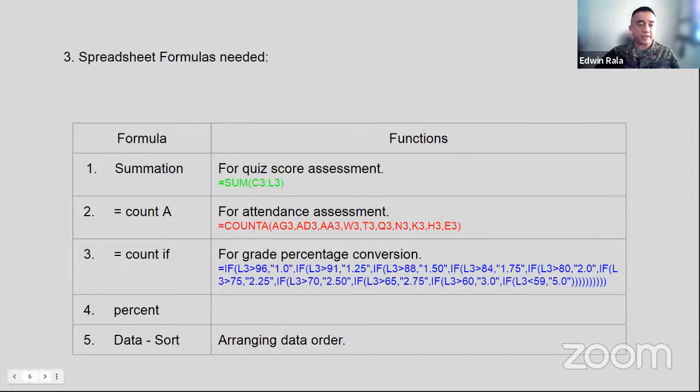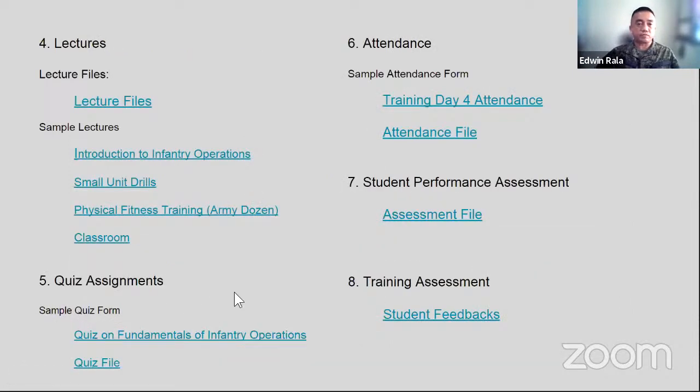Next is ito yung mga procedures or example ng mga procedures na ginawa namin starting pa ng last semester, yung first semester. Okay? So example lang, lecture files. Ano ba ito, yung makikita natin dito?